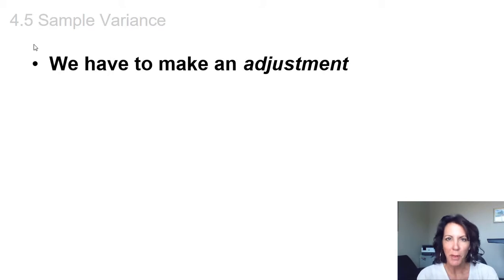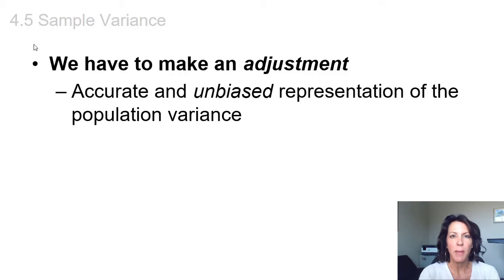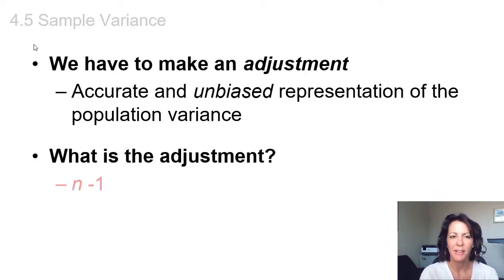So we have to make a little bit of an adjustment when we're talking about sample variance. And we do this so that we can make an accurate and unbiased representation of the population variance. We want it to be reflective of the population. So what is this adjustment? Well, it's simple. When you're doing your variance formula for a population, we've been calculating sums of squares divided by n. But in this case, we're going to take the sums of squares and divide by n minus 1. N minus 1 is the small adjustment that we make in order to have the variance that we're seeing in our sample reflect what's probably happening in the population.